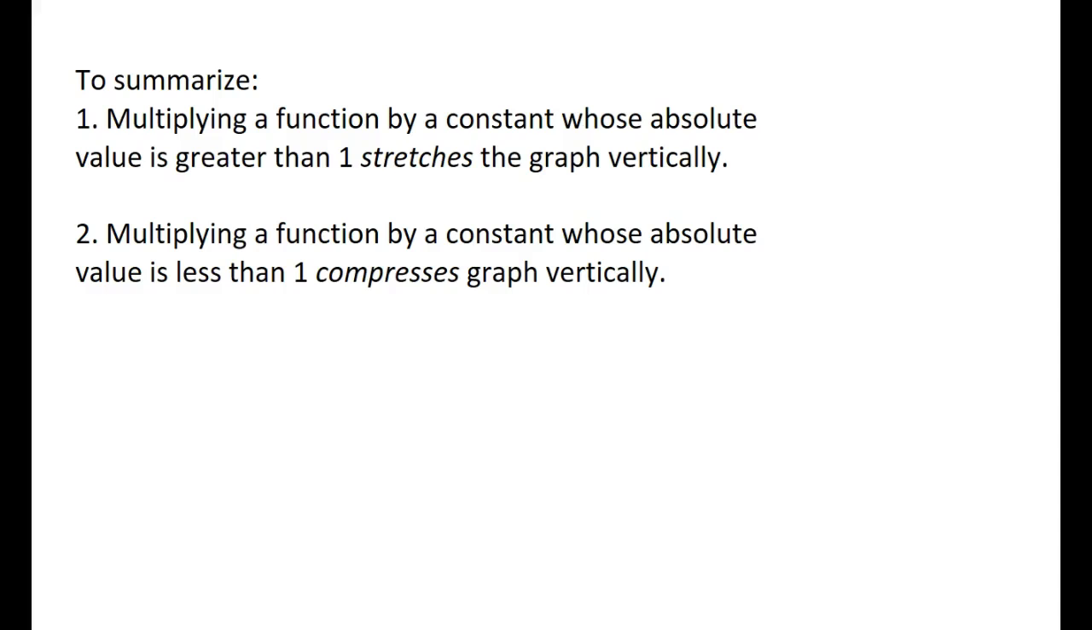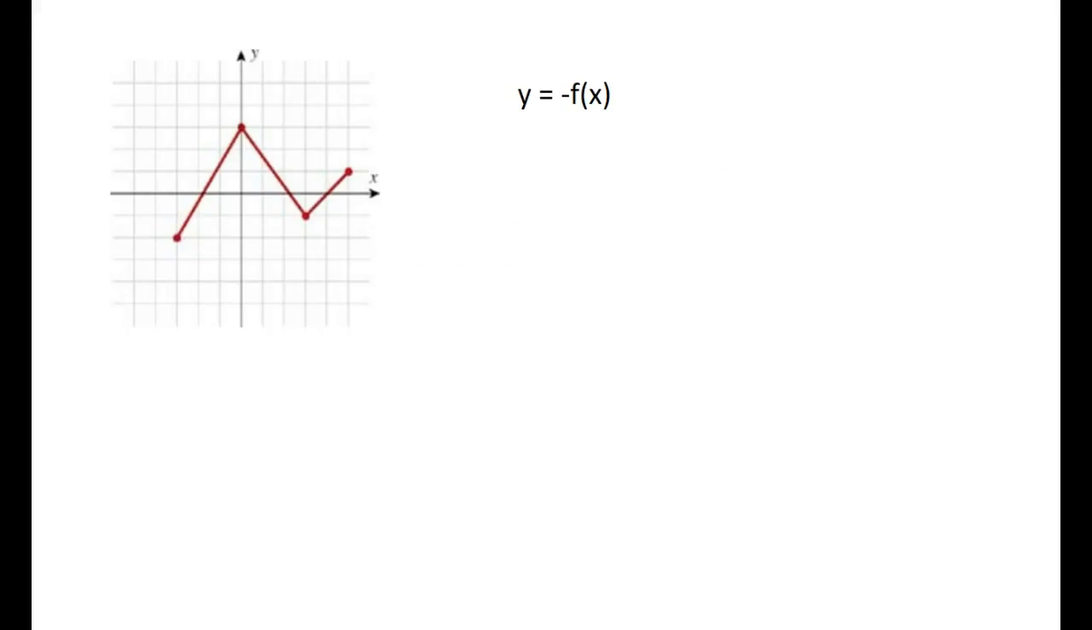To summarize this kind of transformation, multiplying a function by a constant whose absolute value is greater than 1 will stretch the graph vertically, and multiplying a function by a constant whose absolute value is less than 1, like 1/2 or 2/3 or 0.8, will compress the graph vertically. So let's take what we've learned and apply it to some examples.